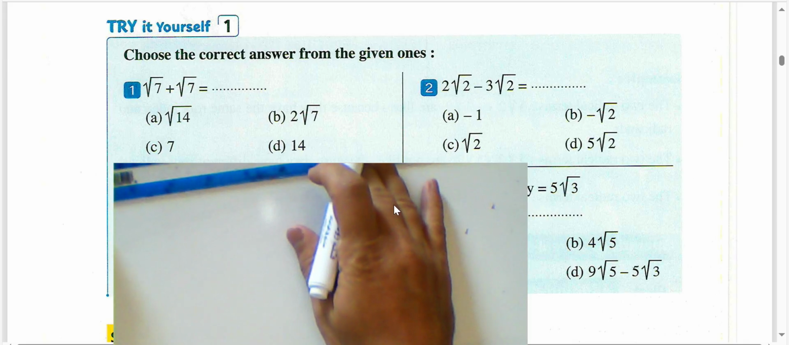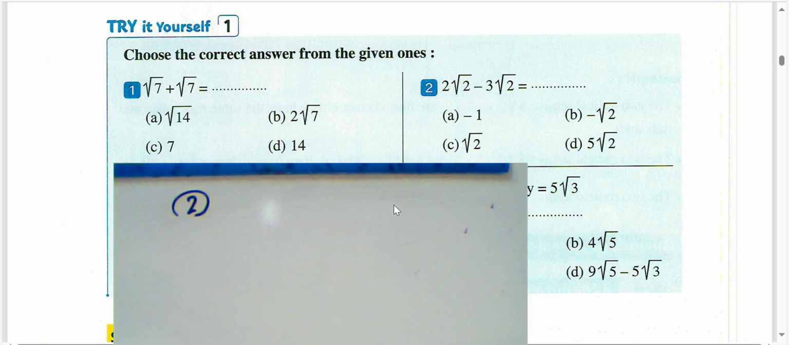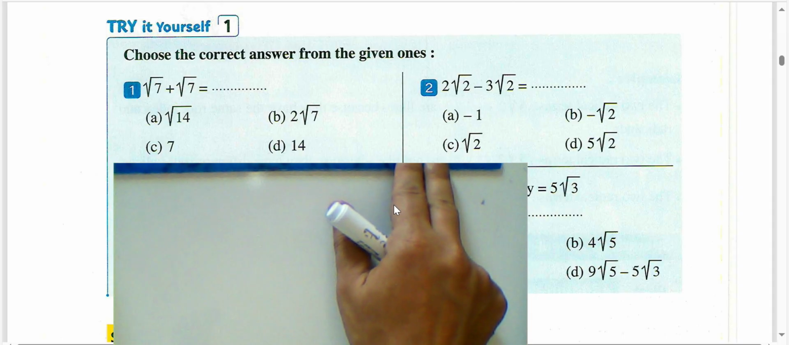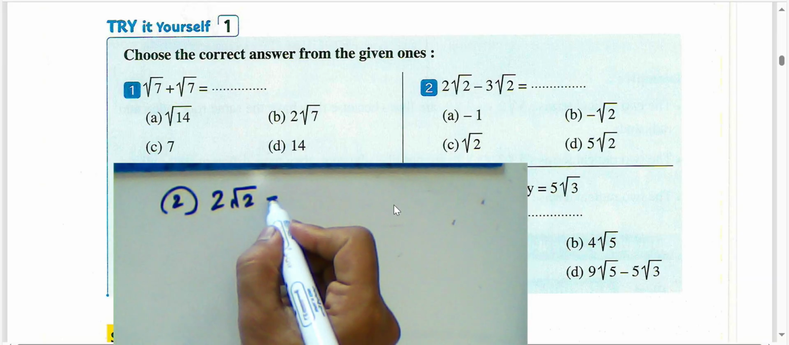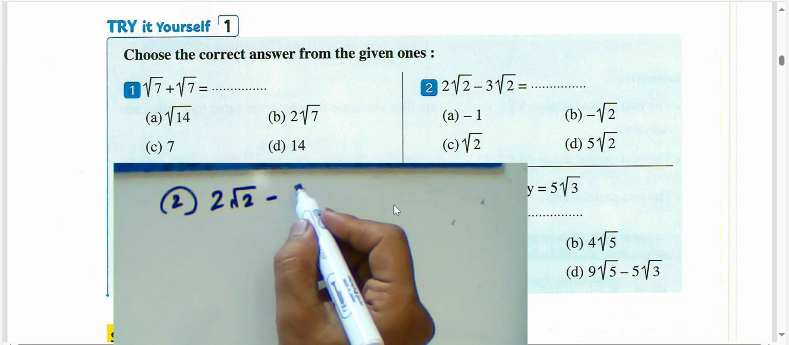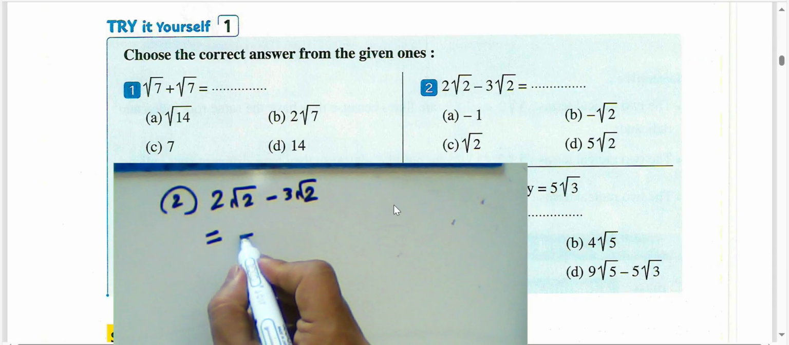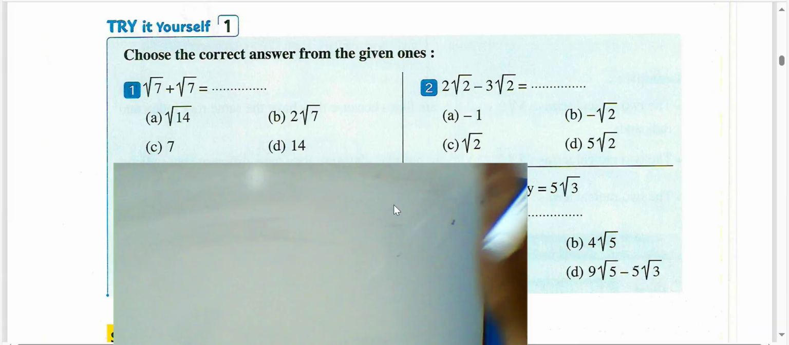Number 2. We can find the result about number 2: 2 root 2 subtract by 3 root 2 equal 2 minus 3 equal negative 1. Then the result will be negative 1 root 2, meaning negative root 2. Next question, number 3.